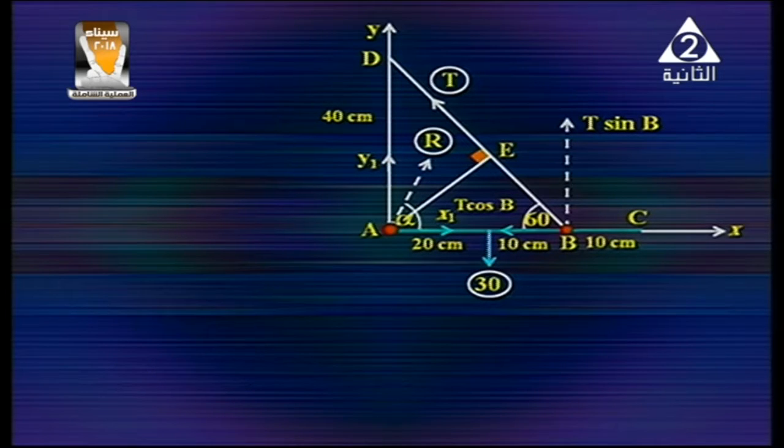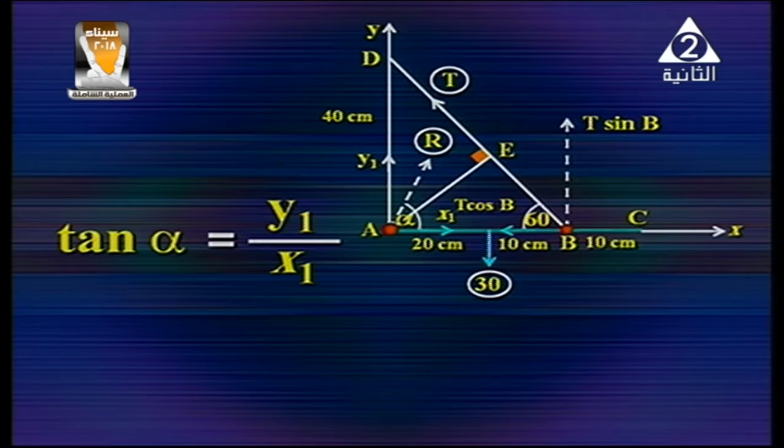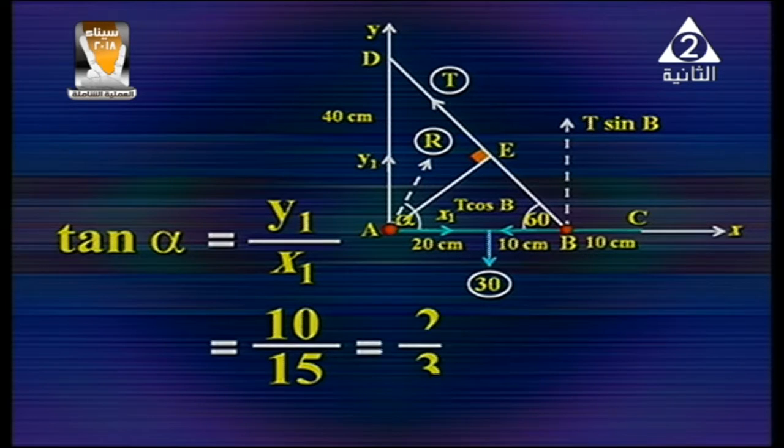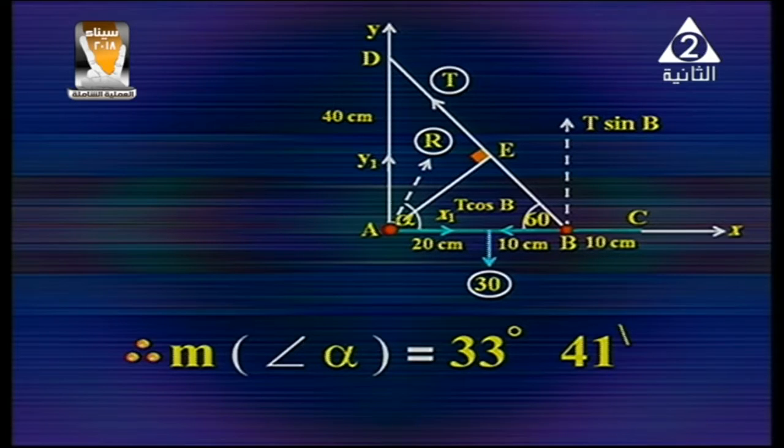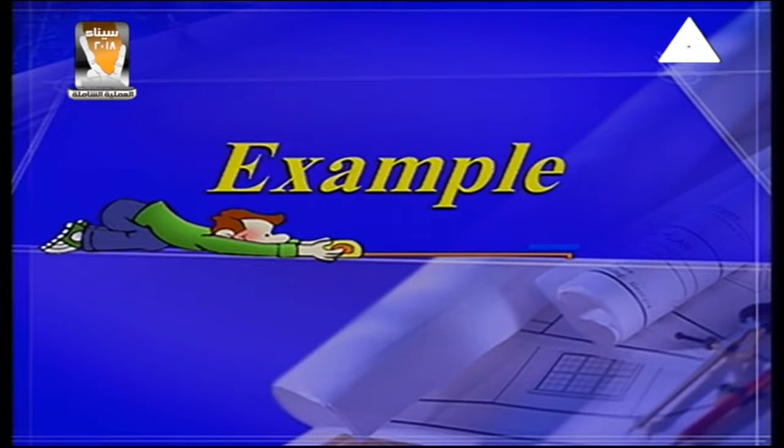Then find the direction. Tan alpha equals y over x. What is the value of y? Y1 equals 10, x1 equals 15, and then we deduce tan alpha equals 2 over 3. Alpha equals shift tan of 2 over 3. Then the measure of angle alpha equals 33 degrees and 41 minutes. Another example.